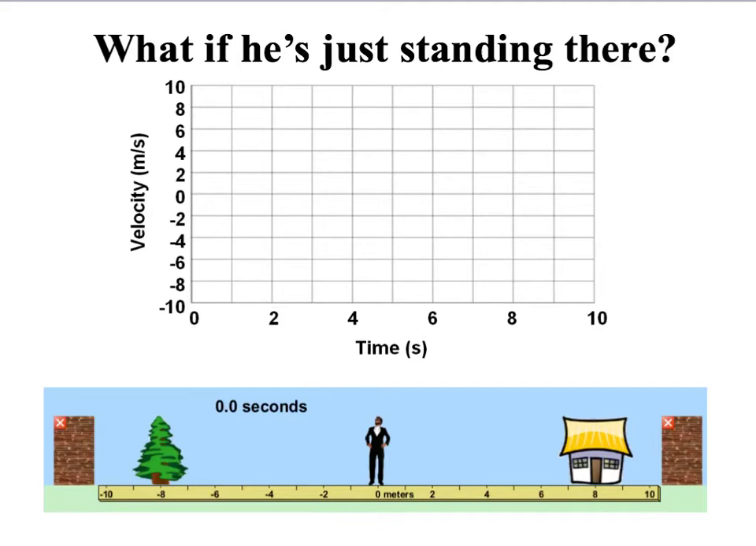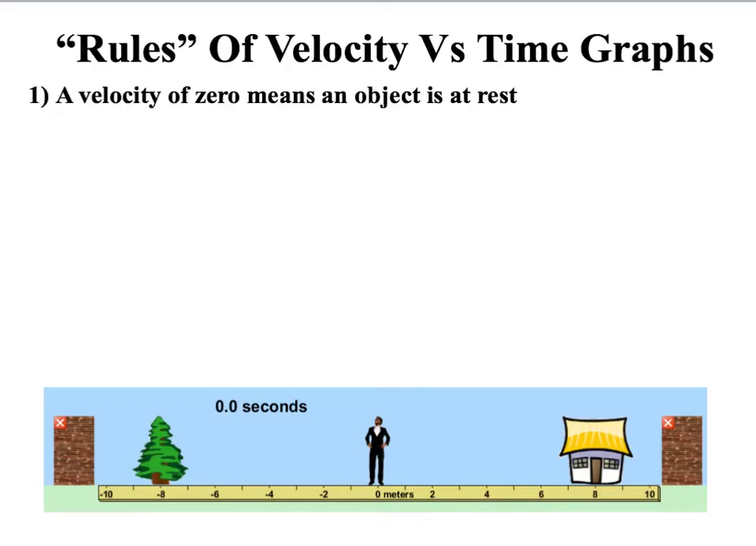Well, that would mean that he's at rest. And if you think about it, what's the velocity of something that's at rest? It's going to be 0. So, if he's just standing there, his velocity is going to be 0, and it's just going to stay at 0. Which brings us to the first rule of velocity versus time graphs. A velocity of 0 means that an object is at rest. Let's look at another scenario.